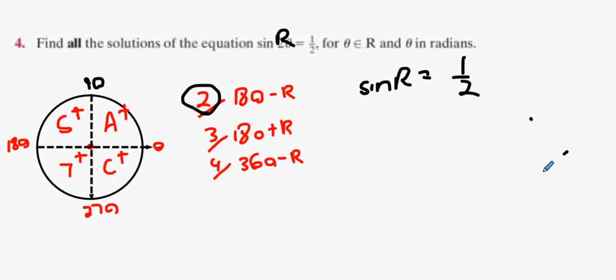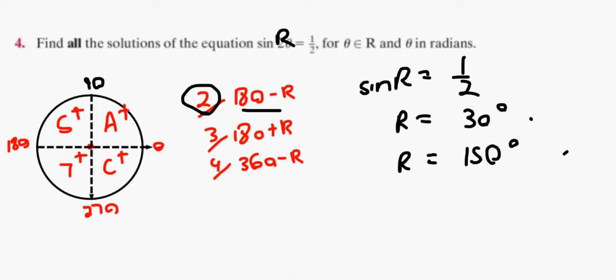Good idea, Russell. Now, sin inverse a half, what do you get? Everybody happy we get 30 degrees? Alright. What's the answer for the second quadrant? 150, alright? Sorry, the angles are 150, alright? So your two answers are 30 and 150, alright?